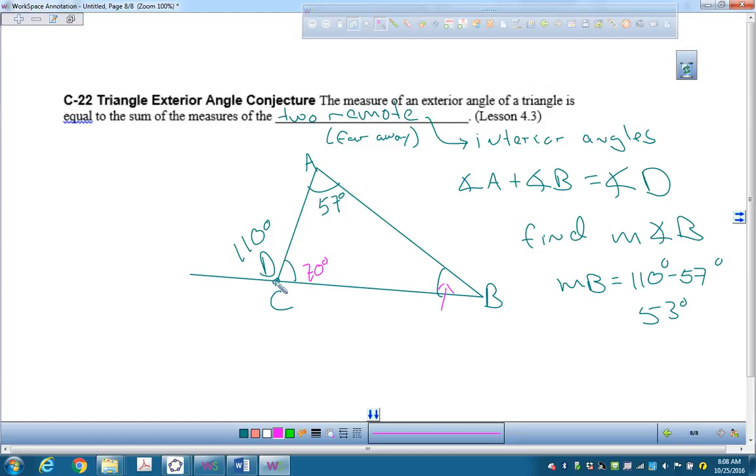Now, don't be confused. If I were to do this, this angle is also 110, but this angle is not, right? What's that angle right there? 70, right? So this is not an exterior angle. An exterior angle is the angle that is made by extending one of the sides, not the angle in between, okay? And so I'm going to give you one more example, and then we'll be done, okay?